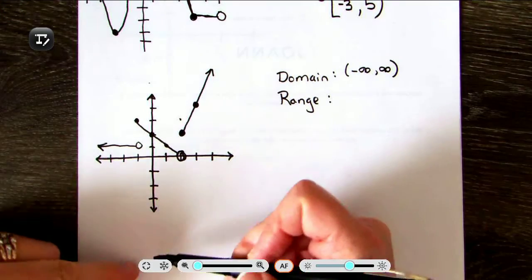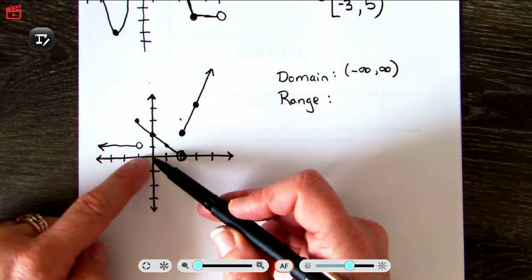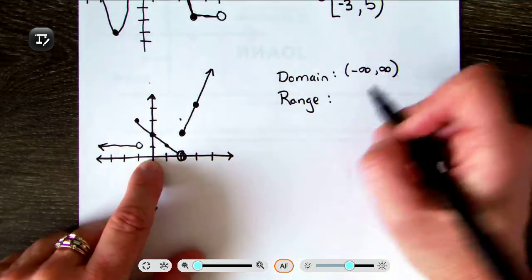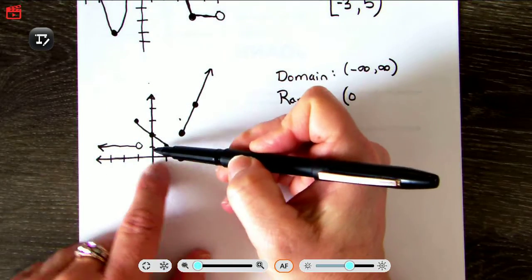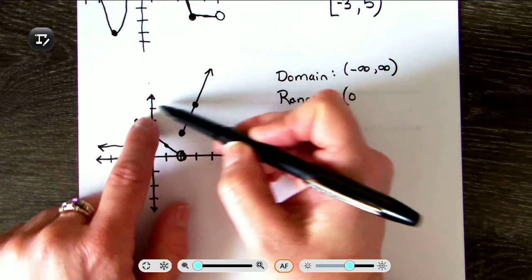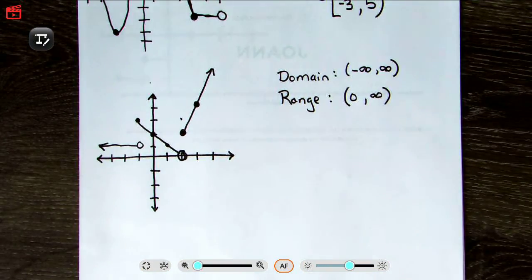My range, again, looking wise, the smallest value I have is 0, but I don't actually get that value, and I continue getting values coming out, looking left and right, all the way up, so 0 to infinity.